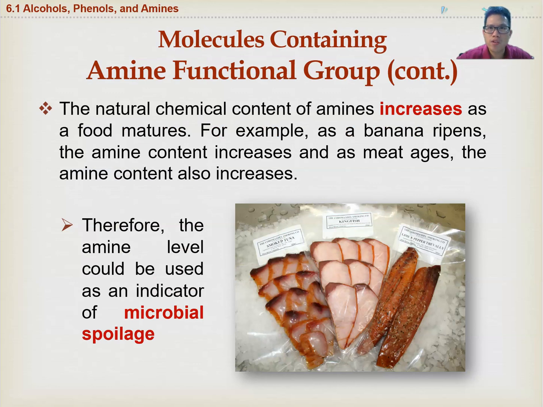The natural chemical content of amines also increases as food matures. Bananas ripen, meat ages. All these can be an indicator of microbial spoilage as well. With the increase of amines, sometimes it can tell you this information. So you can use it as one of the indicators to look at how good your product still is, or how much it has already fermented, or how much the meat has been aged, using the concentration of amines.